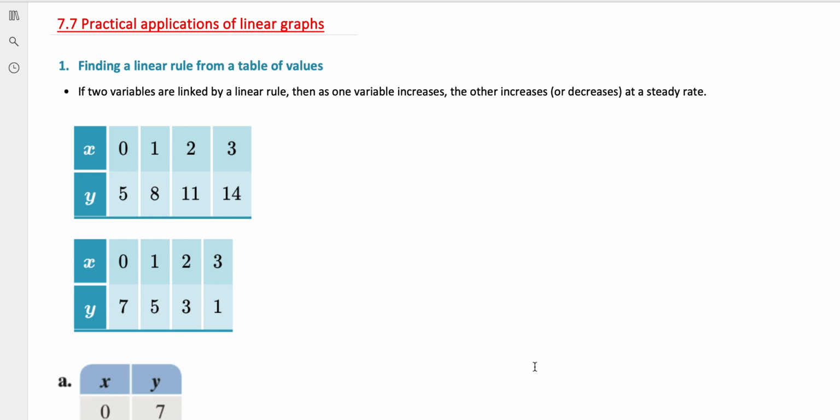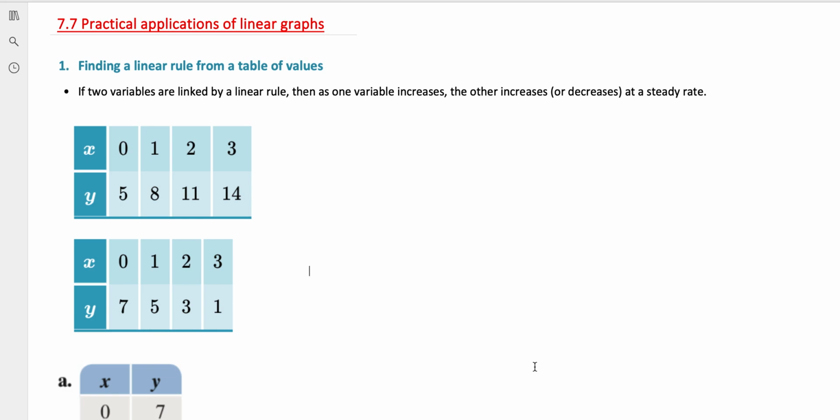Okay, girls, so let's start chapter 7.7, practical applications for linear graphs. You need to have your CAS for this chapter because we are going to be using the CAS for every question. So hopefully until now you've been doing a lot of practice by hand, but now it's about how do we solve practical applications with linear graphs.